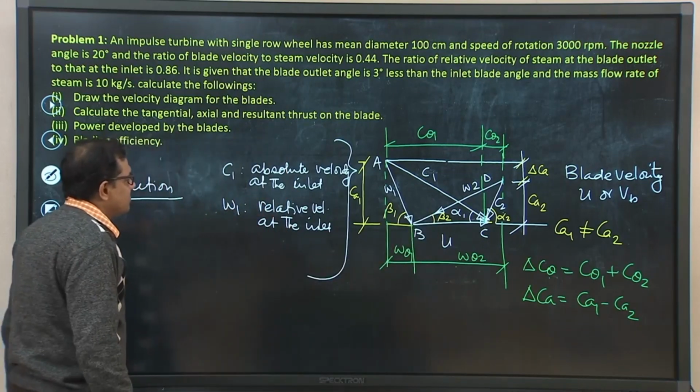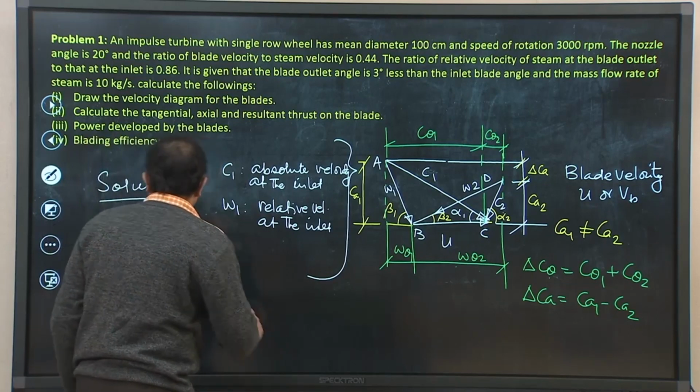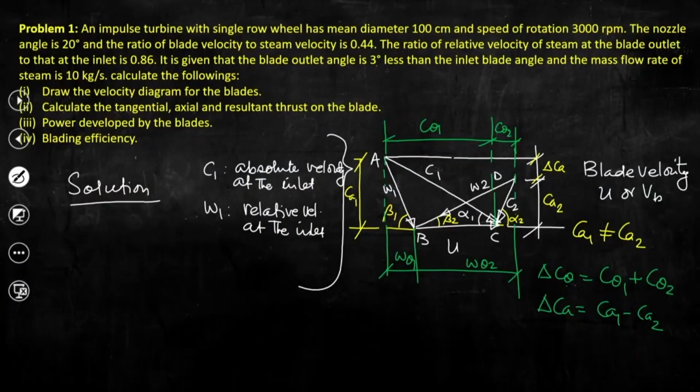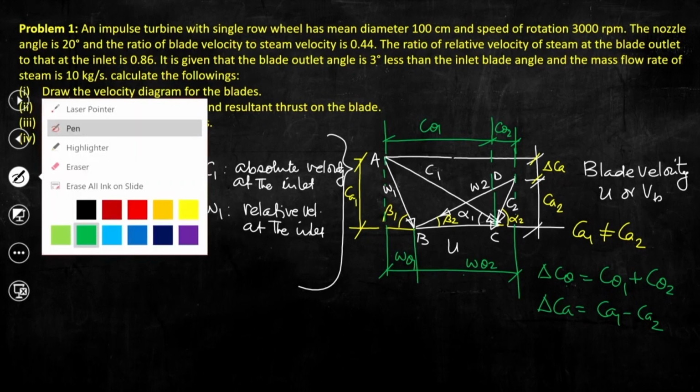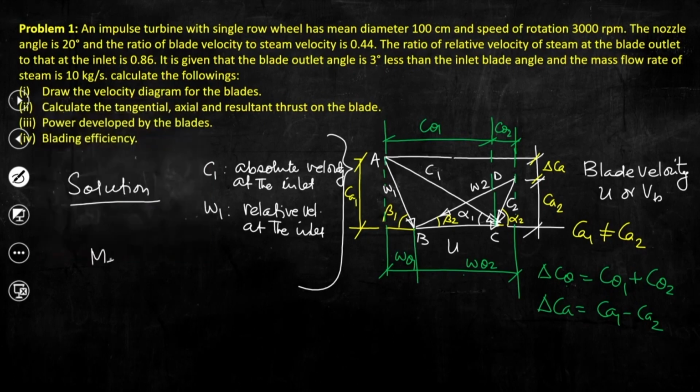So, what we can see is that we can now calculate the mean velocity, which is a very important quantity. U would be equal to pi d n by 60. Here d is dm, and n is RPM. So, we can calculate the mean velocity, and if alpha 1 is given, then next we can calculate C 1.